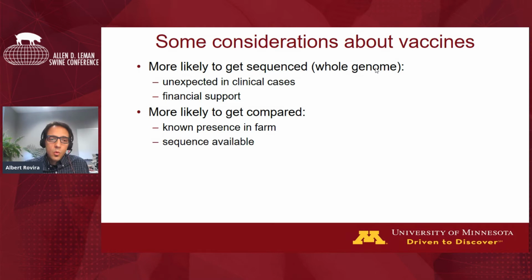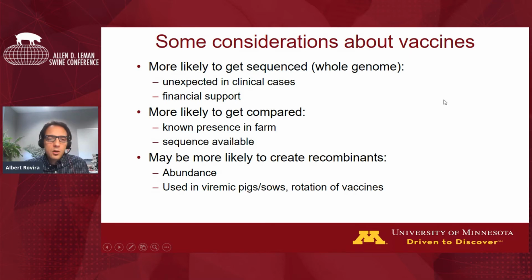Because why? Because it's one of the known sequences in the farms. A lot of the farms are vaccinating, so we want to include that if the farm is vaccinating, and also because the sequences are available. There are some cases where we would want to compare to other sequences, but those sequences are not available. Some of these vaccine sequences are available, so they get compared to whole genomes that we generate.